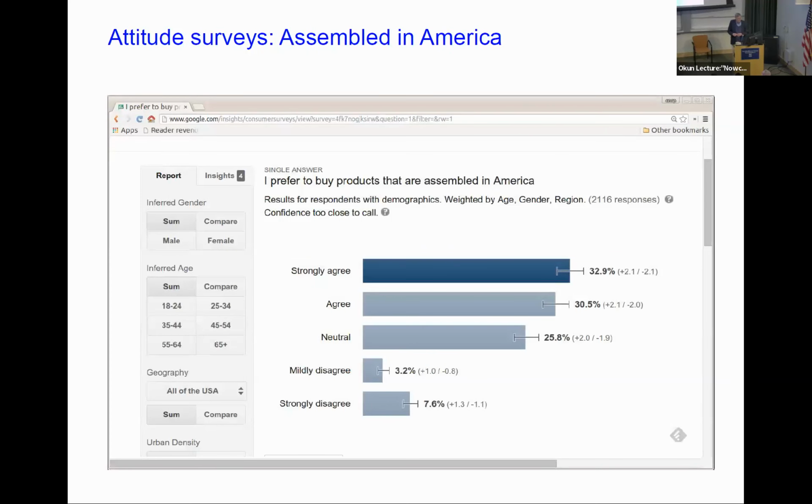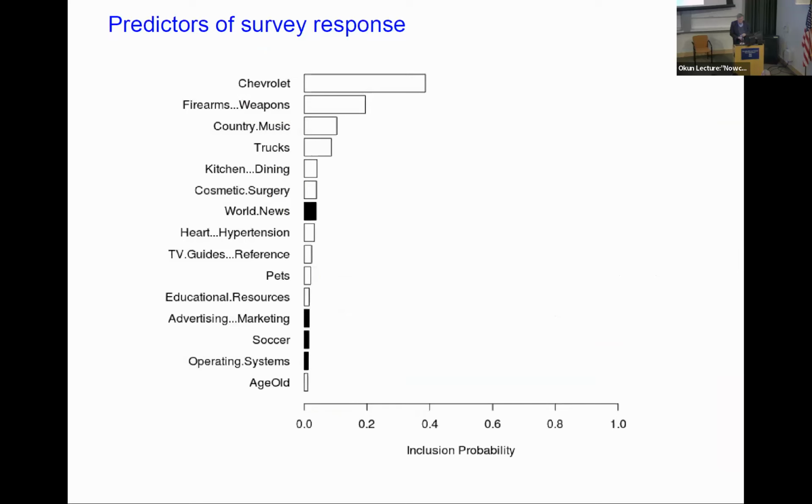So here's an example. We ask this nice little attitude question: I prefer to buy products that are assembled in America. That's the survey question. And down here there's a list of people that strongly agree, neutral, mildly agree, and so on, the usual story. Now we'll look at the predictors. What are the predictors of that? You can see some people get it before others here, but the big queries were Chevrolet, firearms, country music, trucks, kitchen. Things that fit with the stereotype that we think of in terms of certain places.